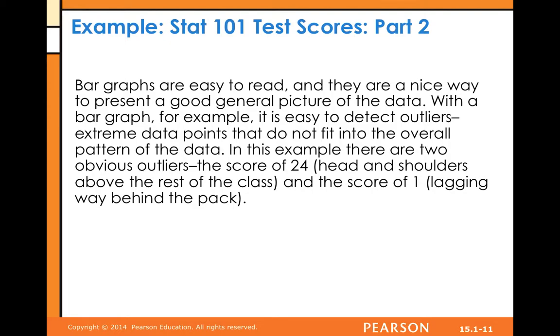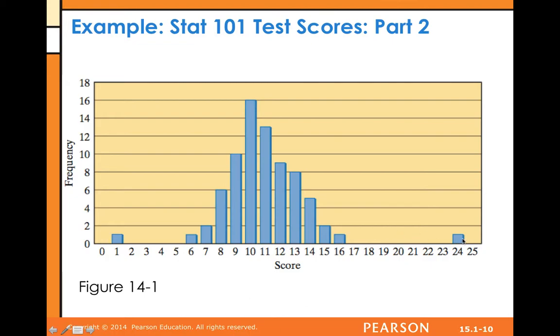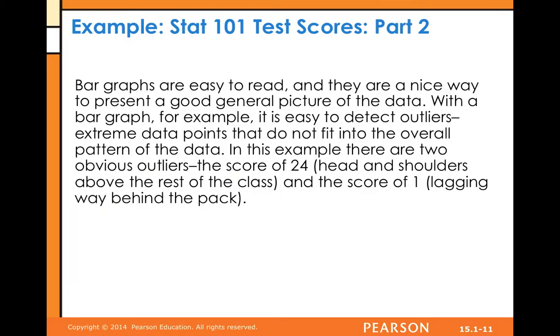Okay, so as it says, bar graphs are easy to read. They are a nice way to present a good general picture of the data. A bar graph gives you a holistic picture of the data immediately without having to stare at the raw numbers. With a bar graph, it's easy to detect outliers, right? That's what we did on the previous slide. There's this one dude by himself over here, another guy by himself over here. You can immediately see that from a bar graph, and maybe you couldn't see it immediately from just the raw data. As it says, there are two obvious outliers: the 24, the curve-breaking guy that everybody else hates, and the guy who got a 1, who did worse than everybody else.